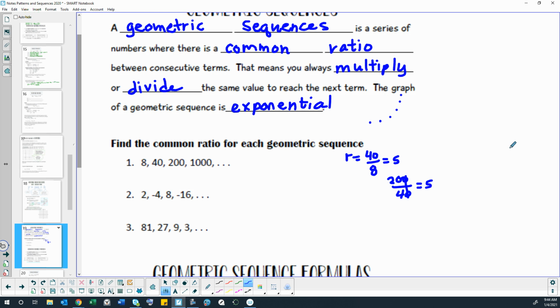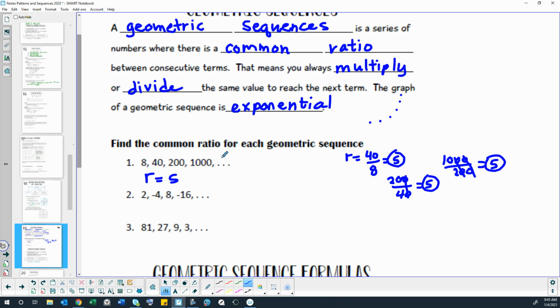Again, right? Let's check the other one. What if we take 1,000 and divide that by 200? Again, we can get rid of a couple of zeros. What's 10 divided by 2? 5. So every time we did this division or did these ratios, we got the same answer of 5. That tells us our common ratio is 5. Now, we could continue our pattern by multiplying by 5. So 8 times 5 is 40, 40 times 5 is 200, 200 times 5 is 1,000.